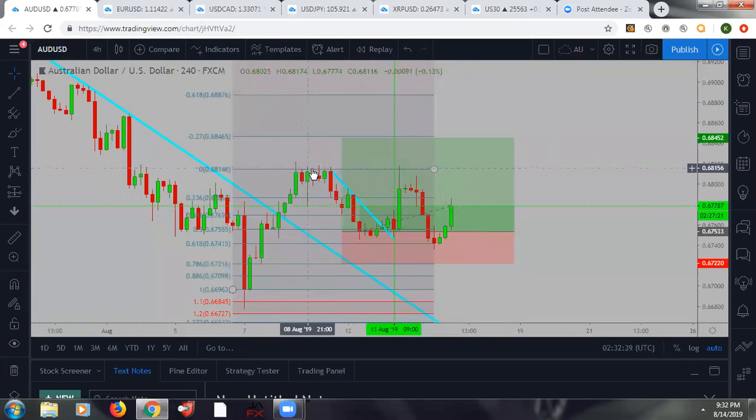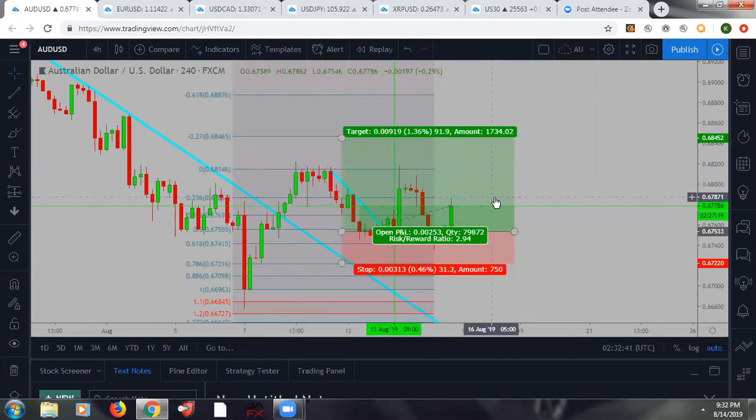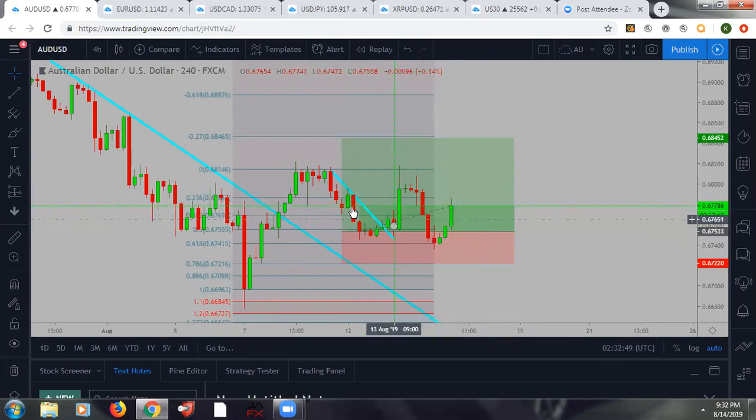If I start to see a little bit more wicks on the upside, I'm going to start to put my stop loss a little bit higher, just because I don't want it to start going down below these levels. So that's AUD USD. It's a very simple analysis. I mean, we're in the middle of the week. Bias is still very simple.